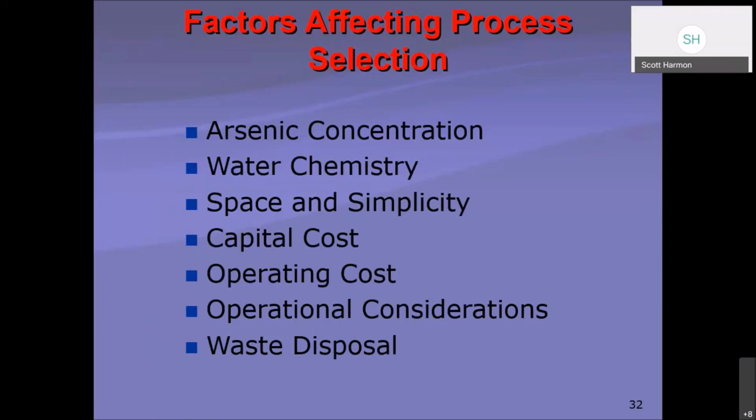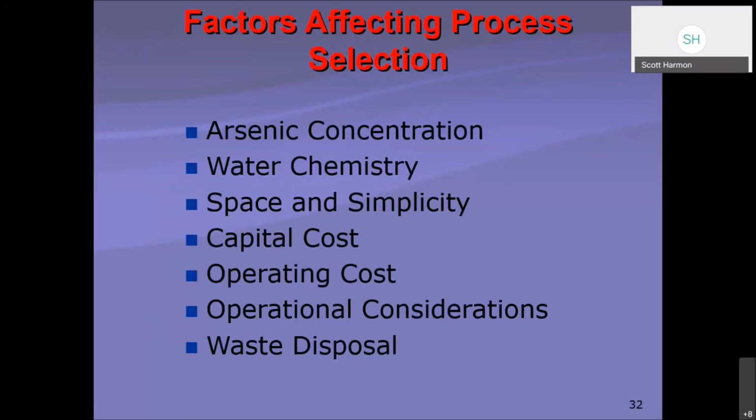Space and simplicity, would we have to go out and buy another piece of property and build a brand new treatment plant to do this, to remove the arsenic? Or could we retrofit certain items? And so that space and simplicity came into play. Capital costs. Anytime you build anything or change the treatment process, obviously you're going to have costs that go along with that. And depending on what treatment option that you're going to talk about, it could change the operating costs.